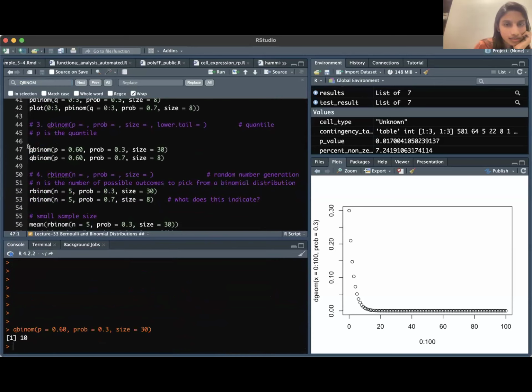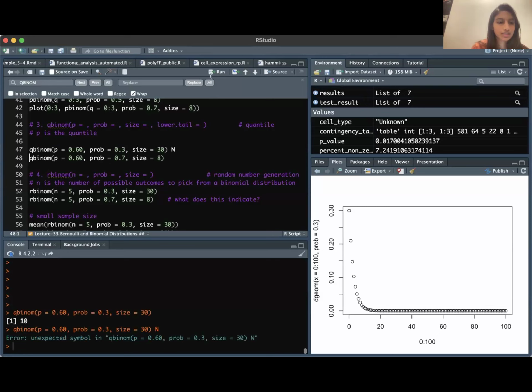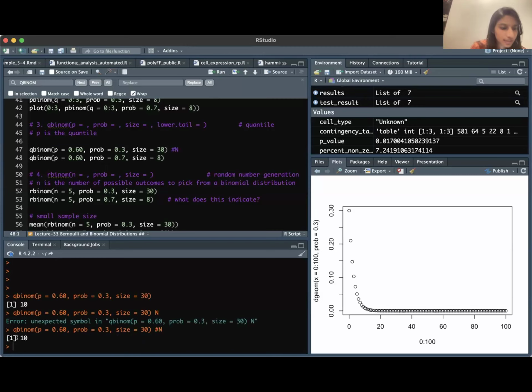So here, let's say p is a quantile. In a population, if the total number of trials is 30, you want to find the 60th quantile. So after which value will you get the 60th quantile? That is what you need to calculate, and the given probability is 0.3. If you run this, you get a value of 10. This means that k is equal to 10 gives you your 60th quantile.